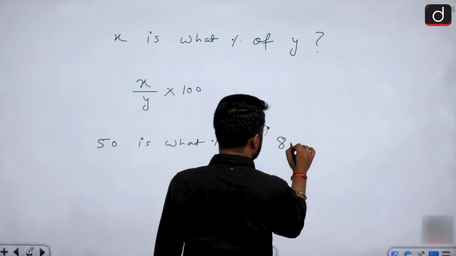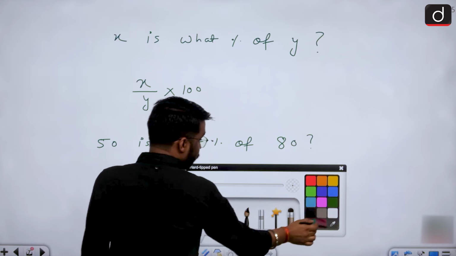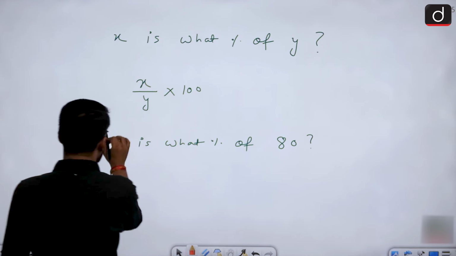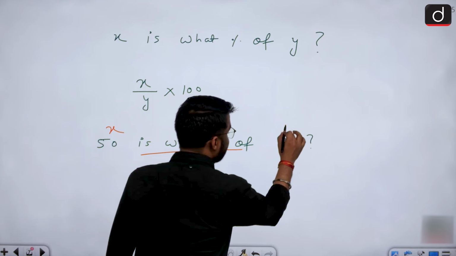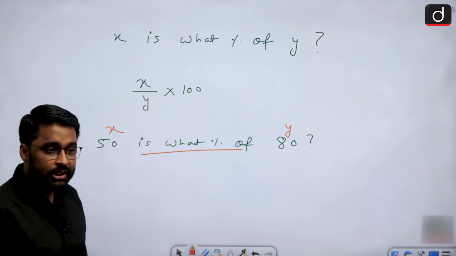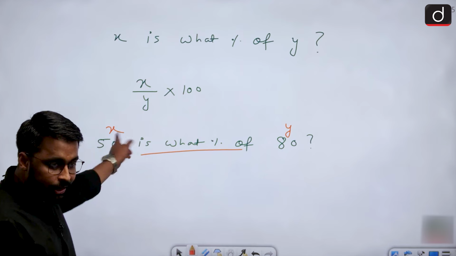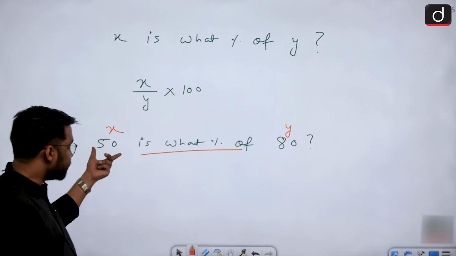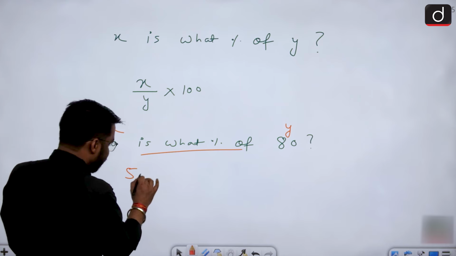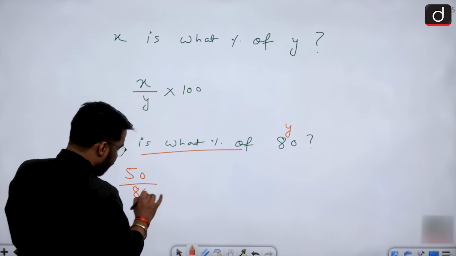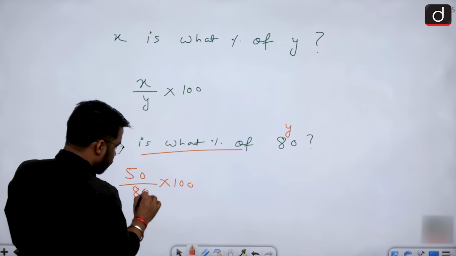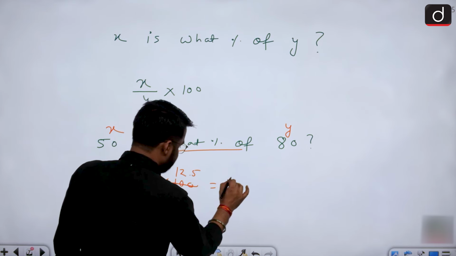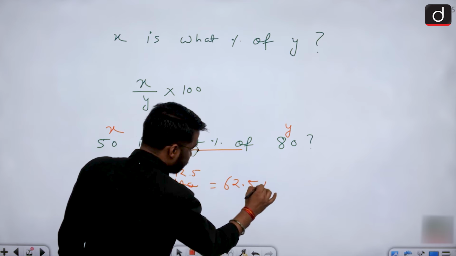What percentage of 80? Right? Now, just now we learned our syntax: X is what percentage of Y? And the equation was X upon Y into 100. Value of X here is 50, value of Y is 80. So 50 by 80 into 100. Okay, this cancels, the 8 cancels, 12.5 times 12.5 into this 60, 62.5%.